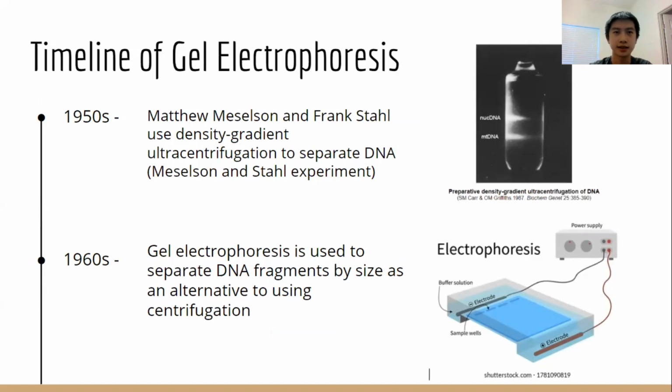Before electrophoresis, the method for separating DNA fragments was through the use of density gradient centrifugation. This process, which was developed in the 1950s and used by Matthew Meselson and Franklin Stahl in their famous Meselson and Stahl experiment, involved the mixing of macromolecules such as DNA in cesium chloride solution. The movement of cesium ions in the solution following analytical ultracentrifugation for around 10 hours creates a density gradient, causing bands of DNA with different densities to form.